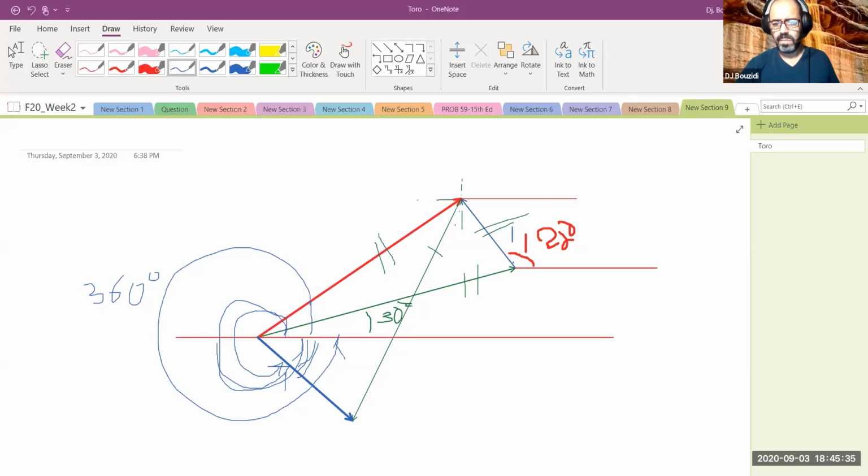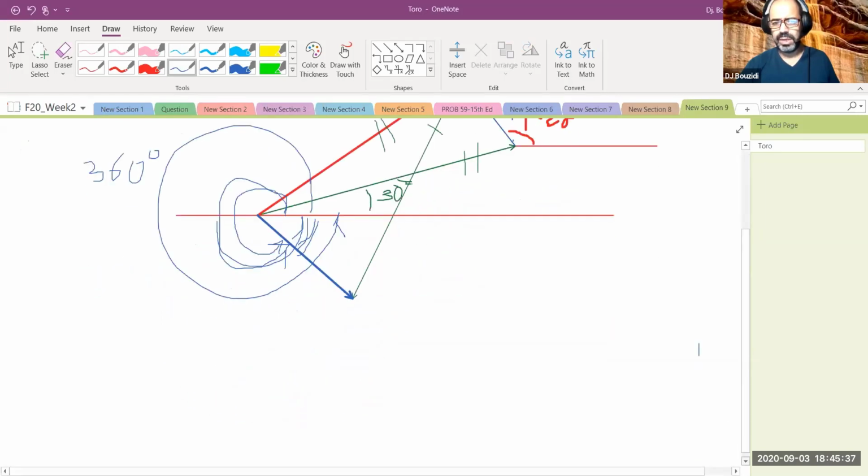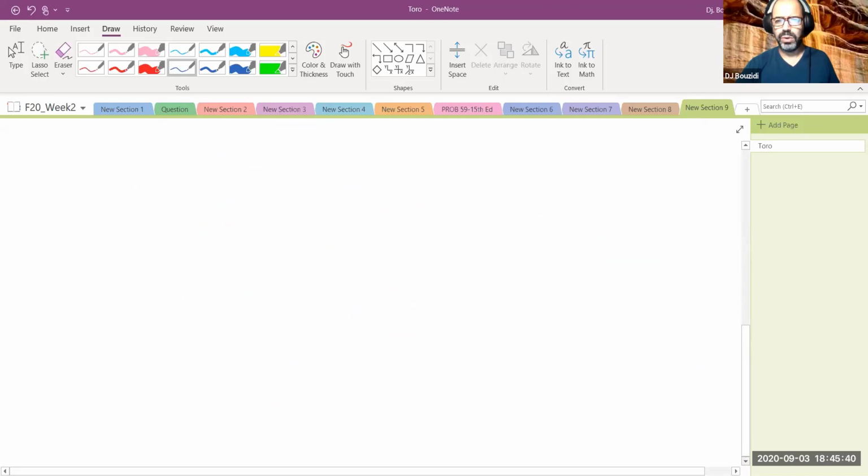Are you guys looking at the OneNote, whatever is that thing there? Yes?